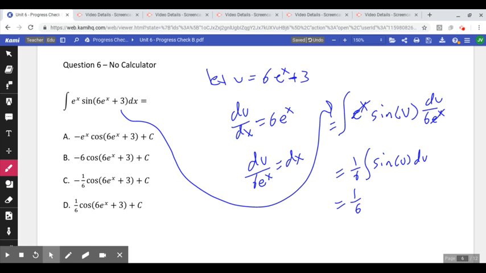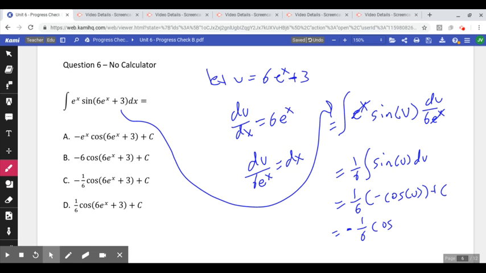So the antiderivative of the sine of u is going to be negative cosine of u, and then we'll have plus c. The reason why it's negative cosine of u is because the derivative of the negative cosine is actually the sine if we were to go backwards. So here we'll have negative 1/6, put that negative sign out to the front.